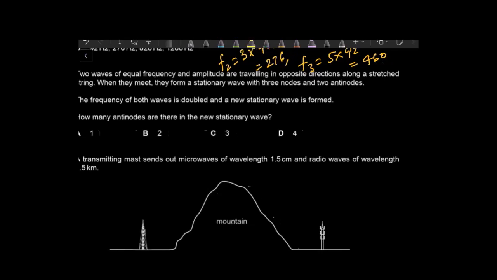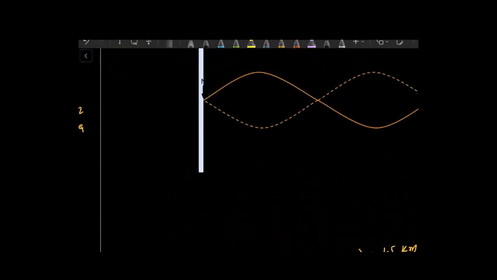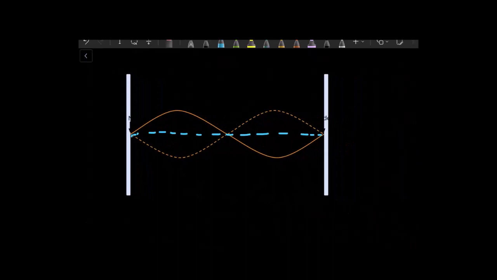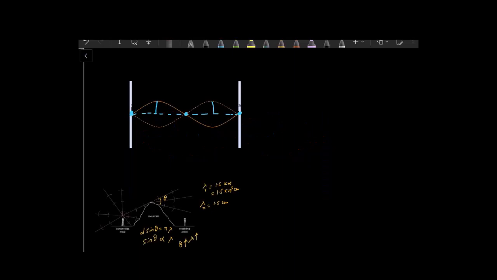So the situation given in the problem can be depicted something like this. Here there is one node here, one node in the middle, and one node at the end, and there are two antinodes here, over here and here. Now for this standing wave, we can write the position of an antinode as x is equal to (n plus 1 by 2) into lambda by 2, and the position of a node is equal to n lambda by 2.